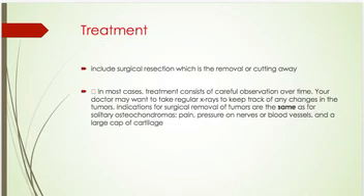Treatment includes surgical resection, which is removal or cutting away. In most cases, treatment consists of careful observation over time. Your doctor may want to take regular X-rays to keep track of any changes in the tumor. Indications for surgical removal of the tumors are the same as for solitary osteochondromas: pain, pressure on nerves or blood vessels, and a large size.